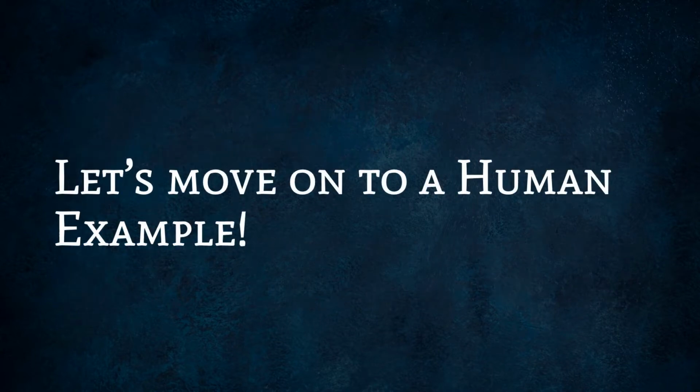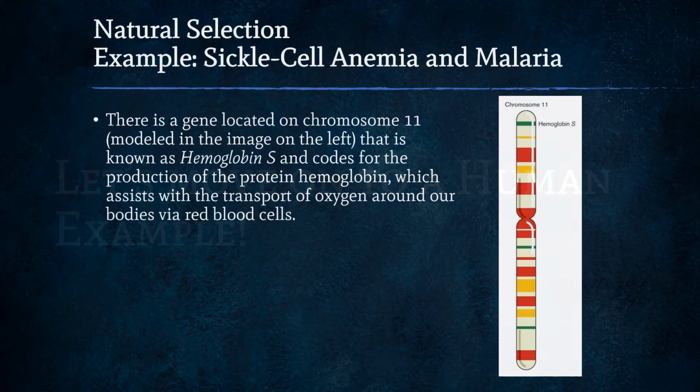So let's move on to a human example of not only natural selection, but a mutation as well. So we've been talking about the sickle cell trait and how it's due to a mutation, and how malaria is the environmental factor leading to the success of that mutation, basically. So we're going to go through this whole story step by step.